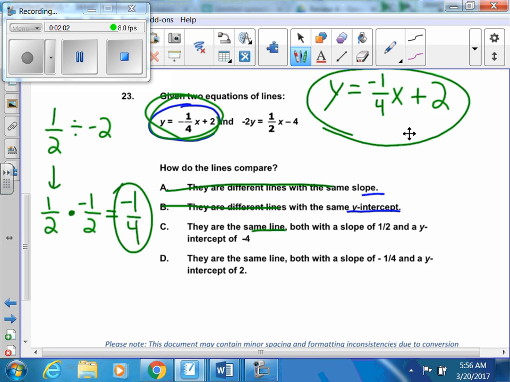Both have a slope of negative 1/4 and a y-intercept of 2. So that would be your answer, D.